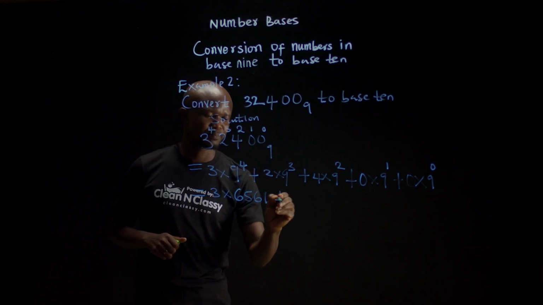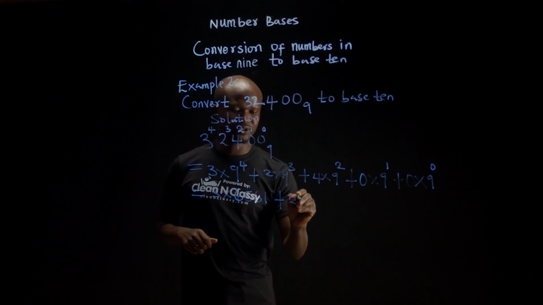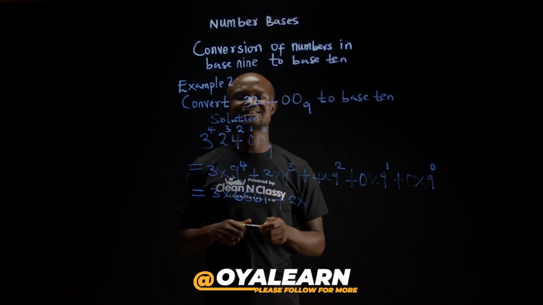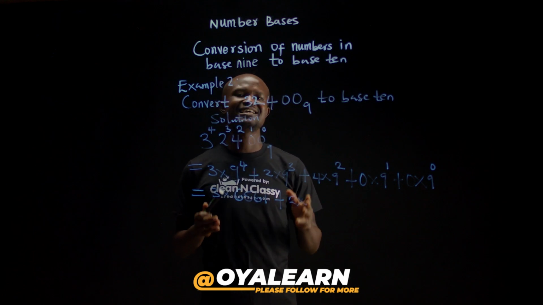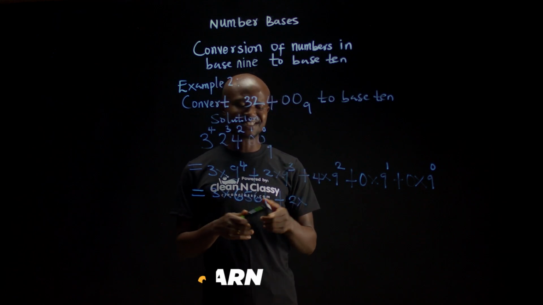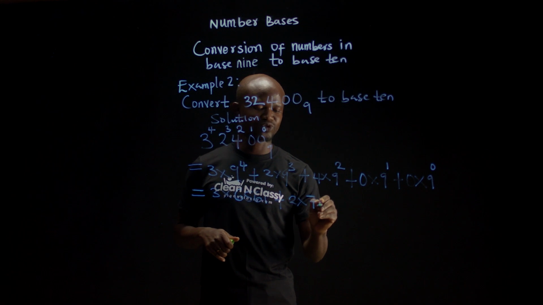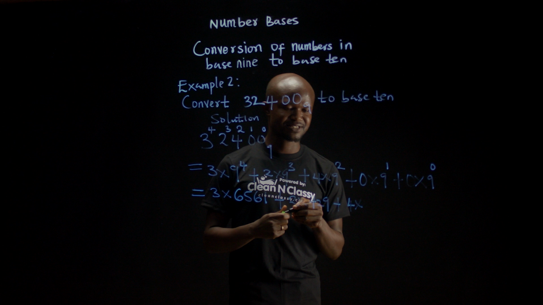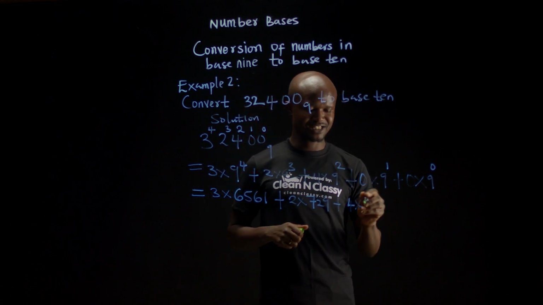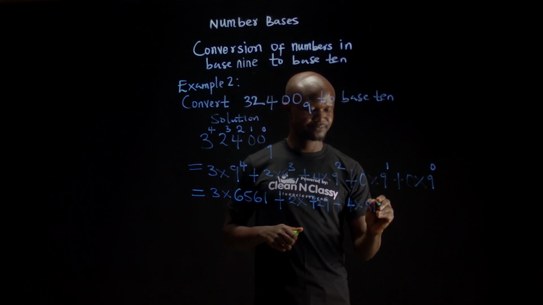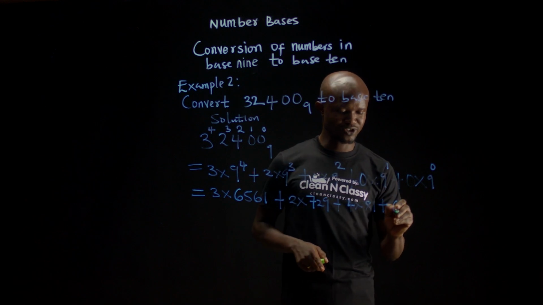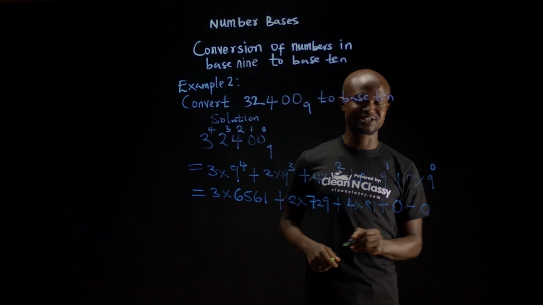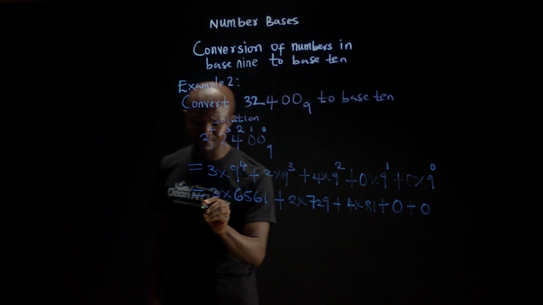6561 plus 2 times 9 raised to the power 3. What is 9 raised to the power 3? 9 times 9 is 81. 81 times 9 is 729. Plus 4 times, what is 9 squared? 81. A term with 0 will turn to 0, plus a term with another 0 is also 0. So what do we have?